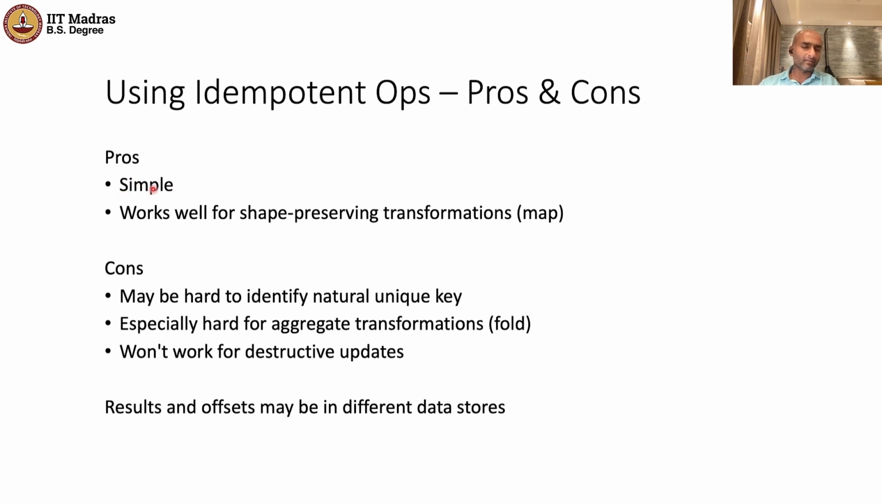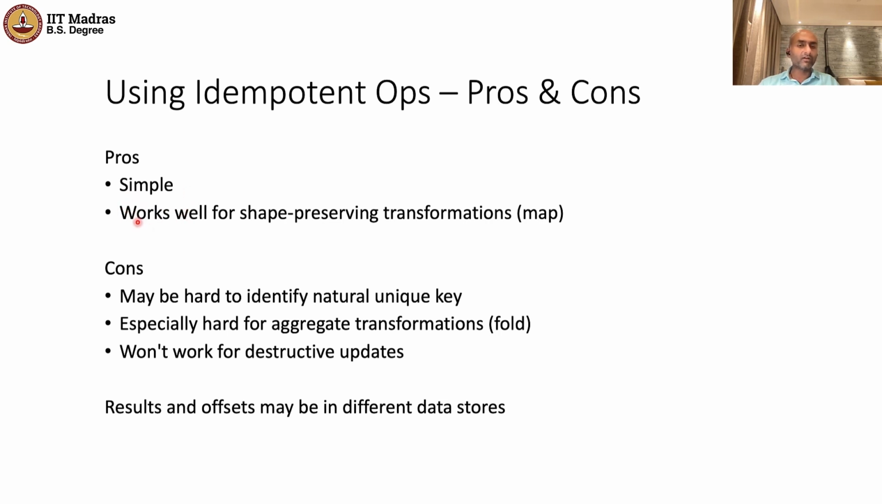the first advantage is that nothing really changes dramatically in terms of the simplicity of the operation. It's the same operation that you did. It's just that you're now storing a natural unique key along with the result. So that allows you to reason about whether you've looked at that data earlier or not. So the idempotent nature of the operation is the critical assumption.